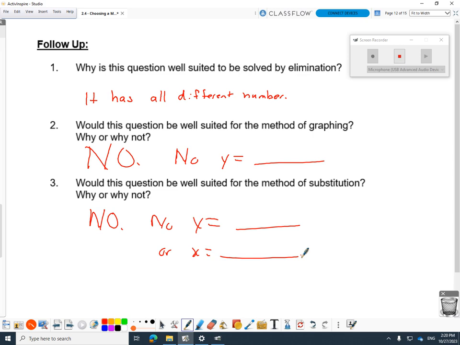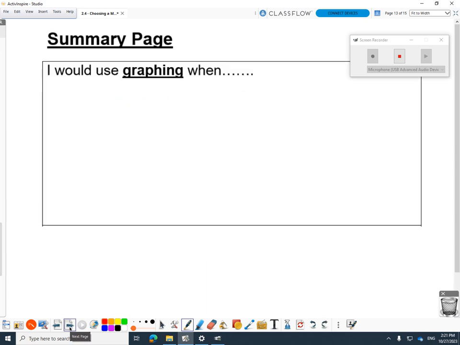All right, I need somebody else's words here though. Let's try and use as few words as possible in these next 3 boxes. Not because I'm tired, not because you're bored, but because I want you to be able to look at this and go, when would I use graphing? When would you use graphing? What should the equations look like if we're going to use graphing? Joseph. Both y equals. If they're both y equals, graphing.